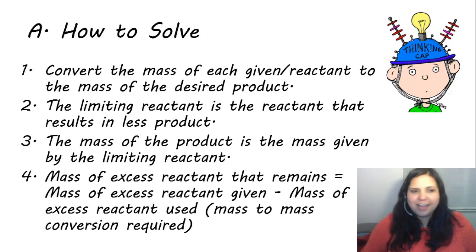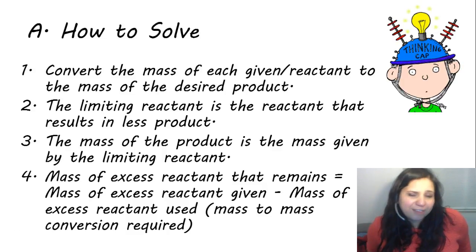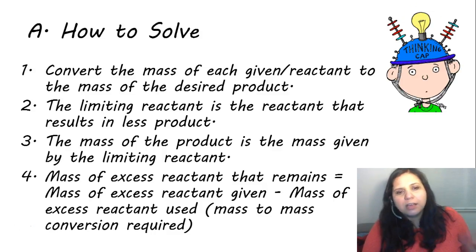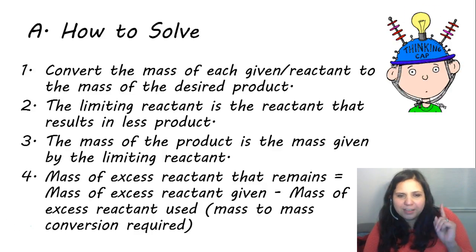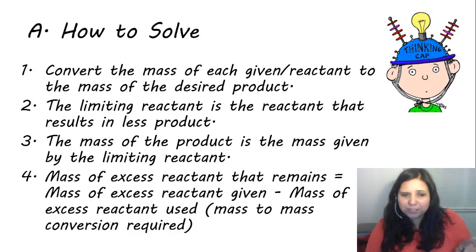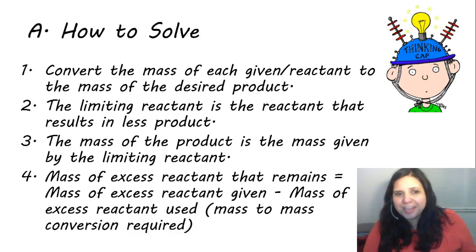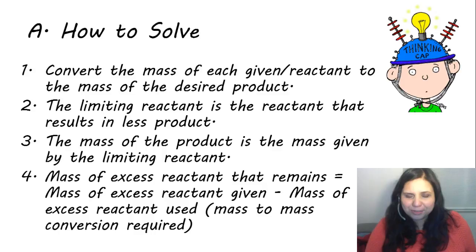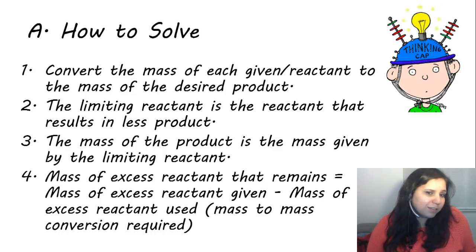Then, the fun one, the mass of the excess reactant. So we'll have to calculate how much extra stuff we have. It's not as easy as saying, okay, we got 1 extra tomato and 3 extra slices of cheese. It's a little more difficult than that. What you have to do is do this. You have to first do a mass-to-mass conversion that will allow you to calculate the mass of the reactant that was used. Then all you have to do is take the mass of the excess reactant that you started with, subtract the mass that you calculated, and you'll have the leftover mass.